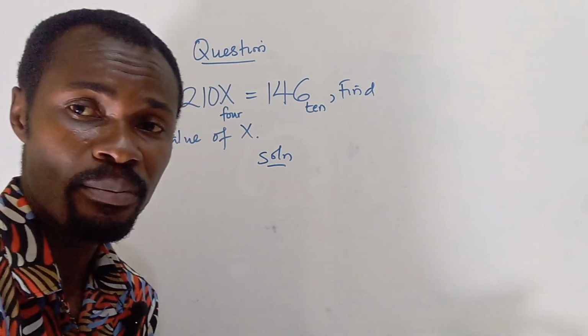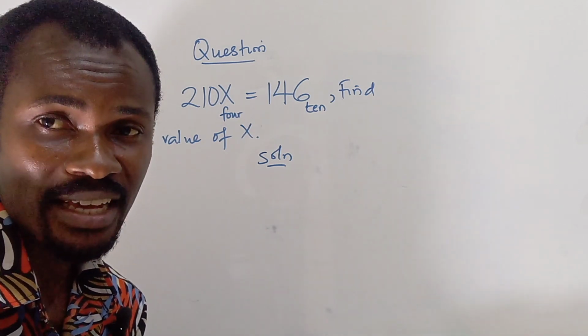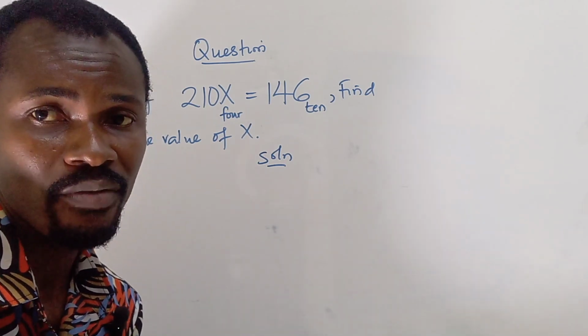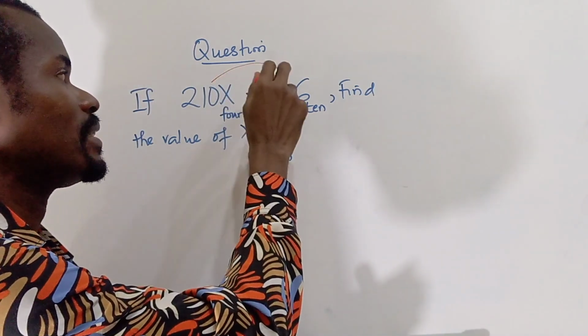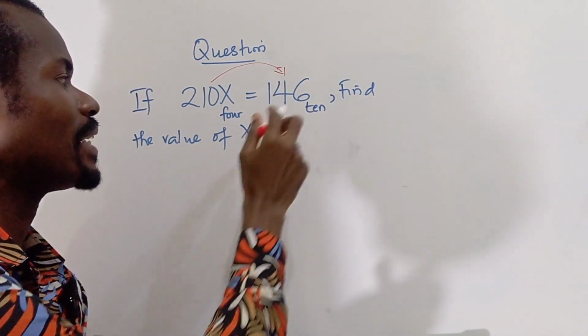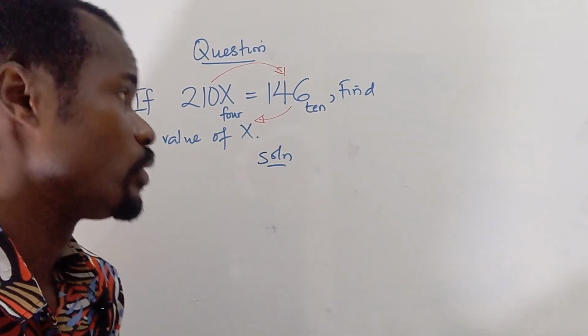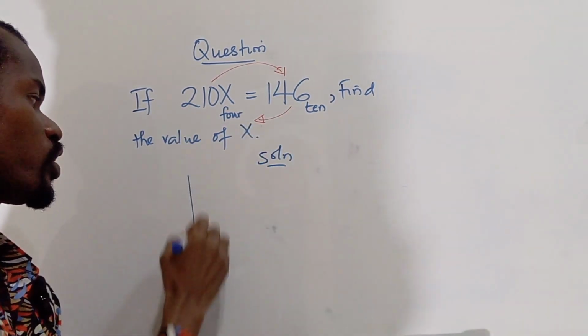So we have a problem on the board of number base. It says if 210x base 4 is equal to 146 base 10, find the value of x. So the idea in this question is you want to convert this to base 10 or you want to convert this to base 4. Either way will give you the solution. But I think converting this to base 4 will be much easier.